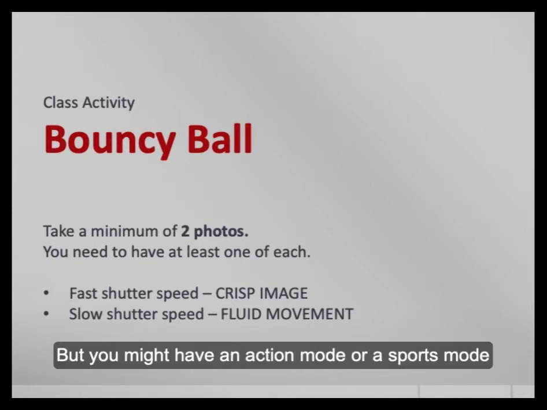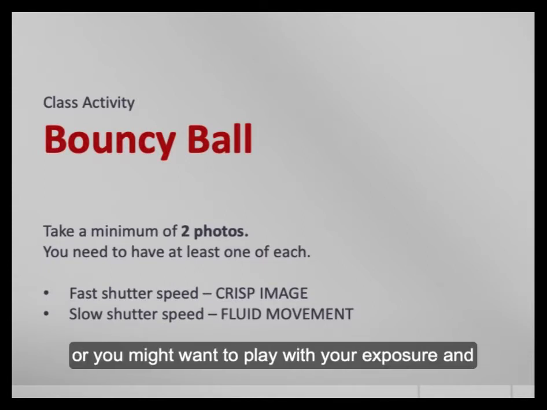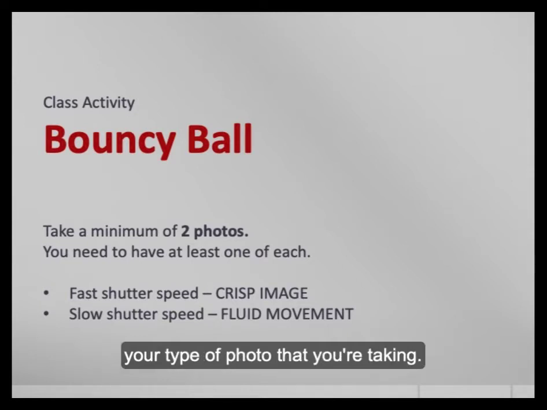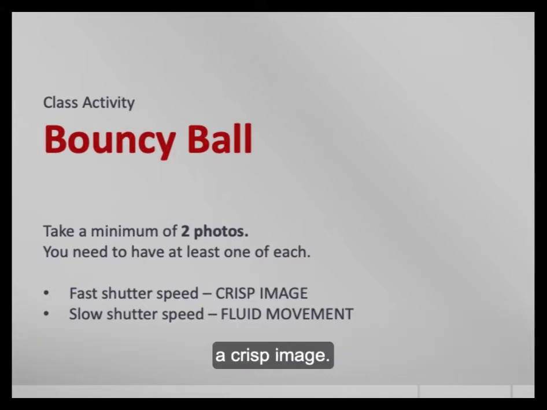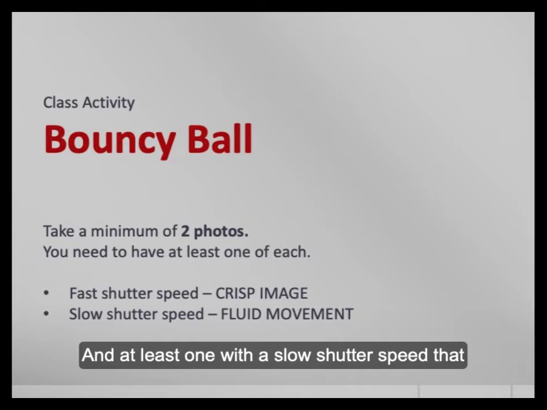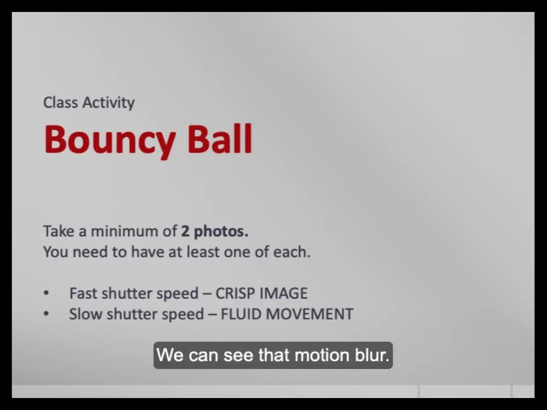But you might have an action mode or a sports mode, or you might want to play with your exposure and your type of photo that you're taking. This is the week to experiment. So you need to have at least one with a fast shutter speed that produces a crisp image, and at least one with a slow shutter speed that we are able to see the fluid movement. We can see that motion blur.